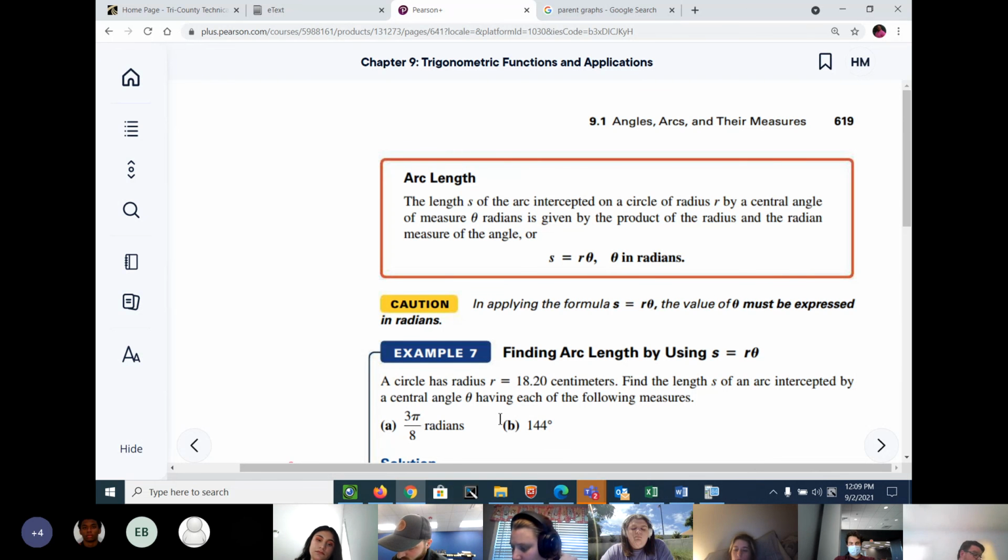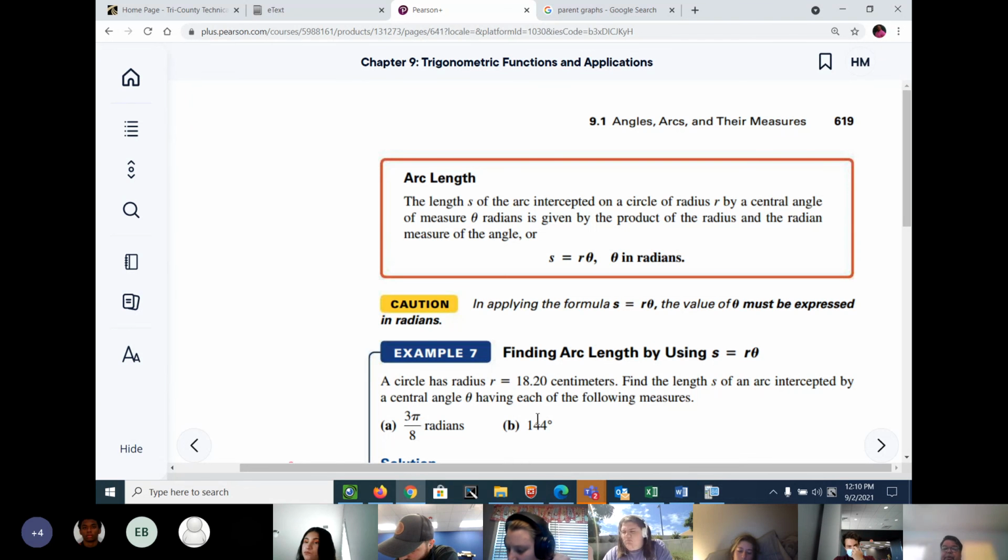So we got a circle that has a radius of 18.2 centimeters. And they want to know what is the length of the arc at 3 pi over 8, and what is the length of the arc at 144 degrees? Well, the thing is, you've got to make sure that theta is in radians. So we've got to change 144 into radians, right?